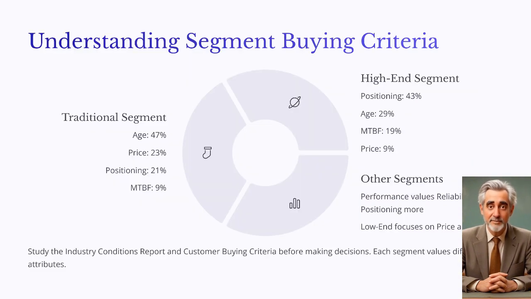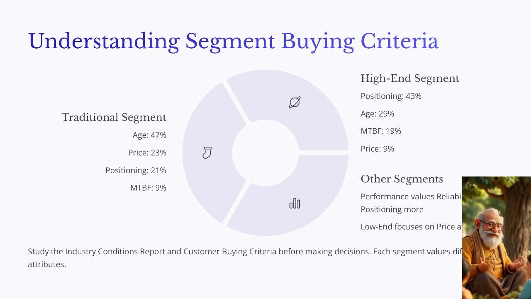Let's begin. Part 1: Understanding the reports, segment buying criteria. Before you make any decisions, you must study the industry conditions report and customer buying criteria. These reports reveal what customers in each market segment truly value, in other words, how they decide which products to buy. Let's look at the traditional segment first.